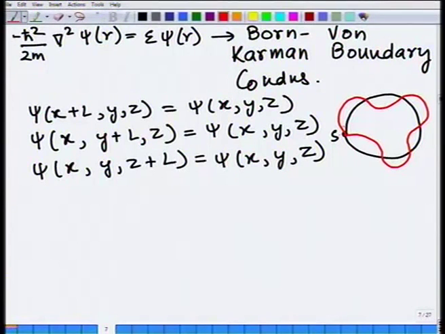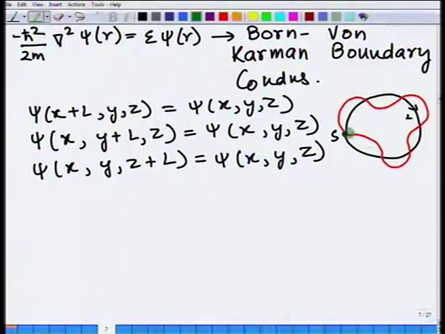So, this is the starting point. Imagine that x equal to L is weaved back onto x. This is the starting point, and this is the finishing point, x plus L. L is the total length here, this is the length L we are talking about.